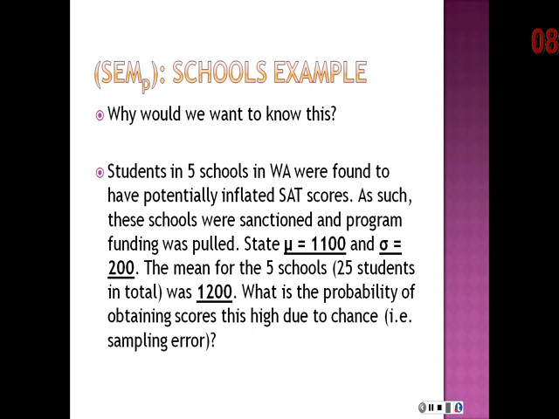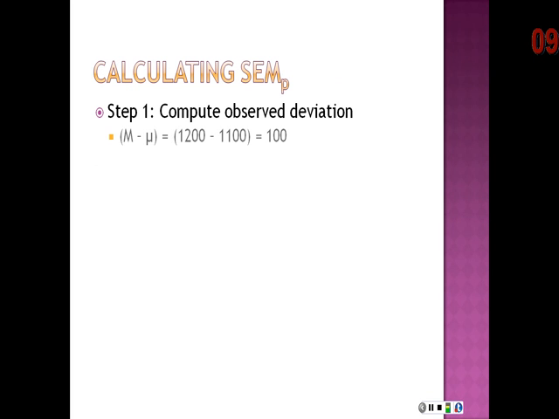And when we put this on a z-scale, this is what we can come up with, and these are the types of questions we can attempt to answer. And so let's put this in practice. So we're calculating the SEM, the standard error of the mean. What we want to do first is compute the observed deviation score. The observed deviation score here is the mean of the students on the SAT minus the population mean. And that gives us 100, right? 1200 minus 1100 is 100.